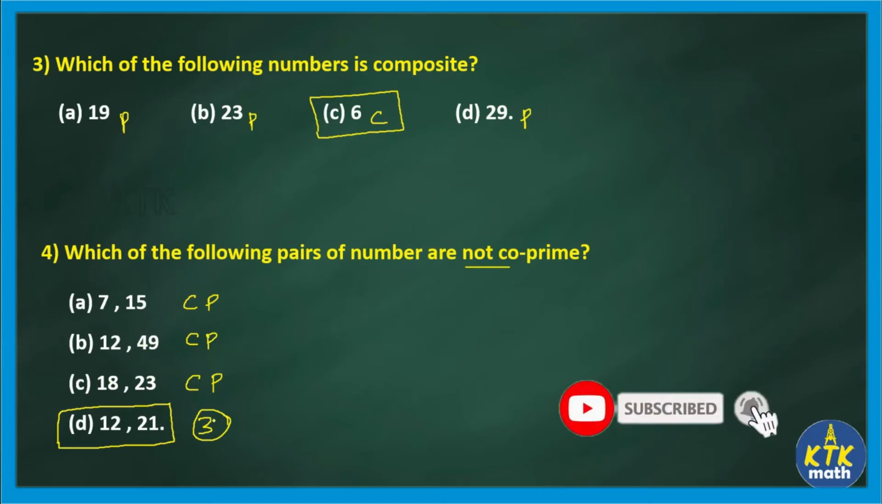Where 12 and 21 you can see in 3 table. So factors are nothing but what? The tables only. Okay, so try to understand it in an easier way. So option D is your correct answer for the fourth question.